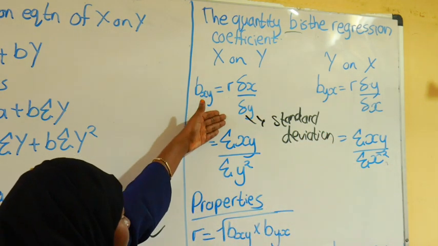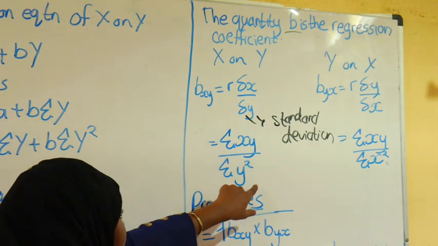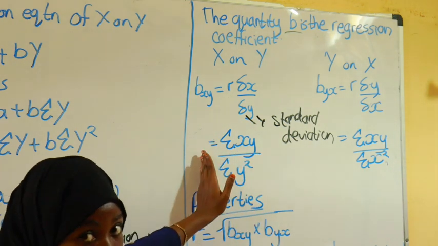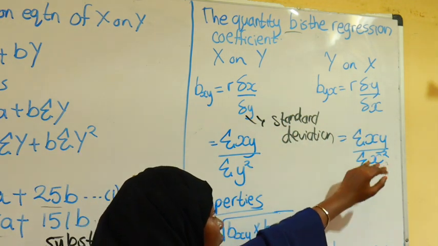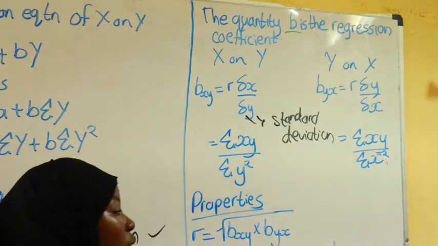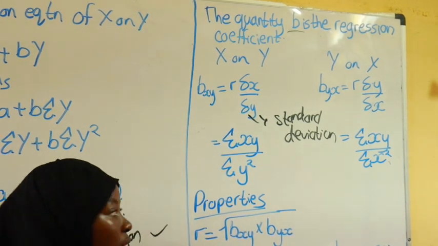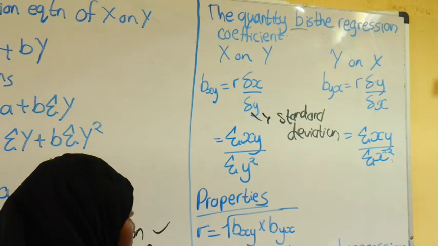So when you simplify this equation, it's the same as summation xy over summation y squared. But this is for the case of x on y. For the case of y on x, when you simplify this, you get summation of xy over summation of x squared. So when you're told to just find the regression coefficient, this is what you're going to do. Okay? And you get the answer.